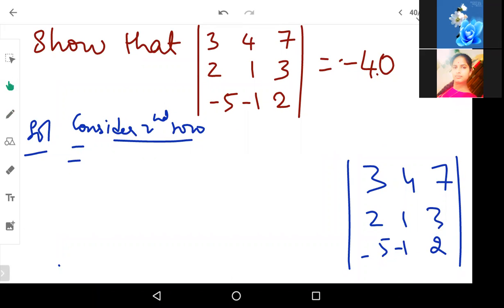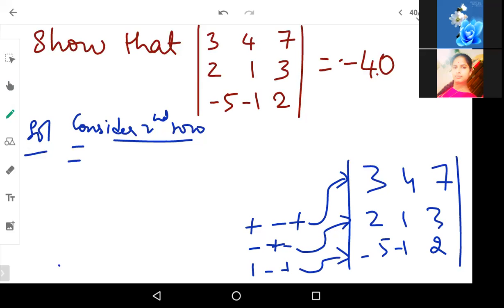Now the same procedure will be done by using the second row. Instead of taking the first row as the base, we are taking the second row as the base. The only thing you have to keep in mind is the positional sign of the rows. Now for a 3 by 3 matrix, the positional sign of the rows is plus minus plus for the first row, minus plus minus for the second row, and again plus minus plus for the third row.